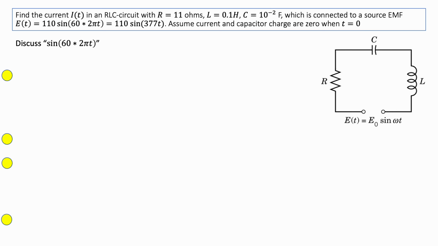See, E is 110 volts, it's a sinusoidal variation. Sine goes from plus 1 to minus 1, so it goes from plus 110 to minus 110. And what is this 60? That's 60 hertz, 60 times a second. For each time it goes through, one rotation is an angle of 2 pi. So 60 times 2 pi is that many radians per second, that is omega. Omega is 377.